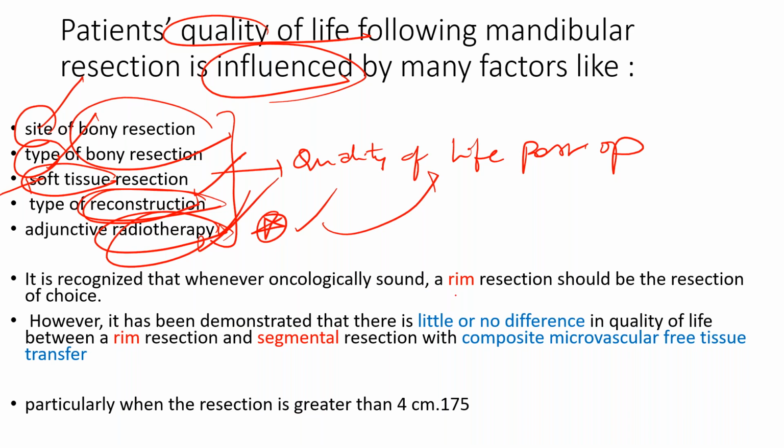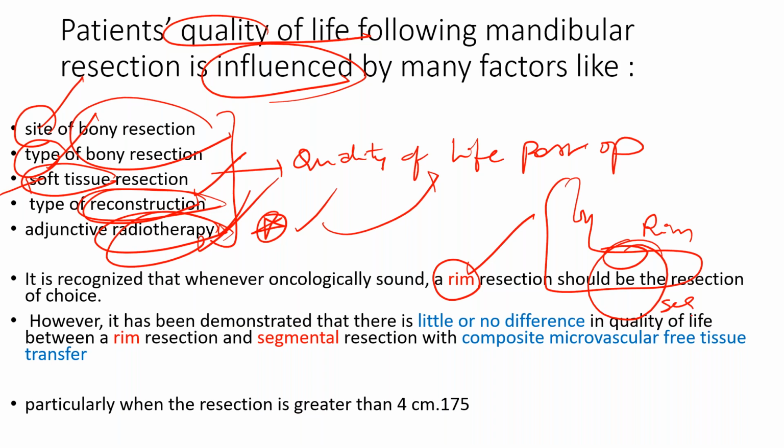Whether oncologically sound or not, a rim resection should be the resection of choice. Rim is always better than segmental. This is called rim resection, and this is called segmental resection, where the complete segment is removed. So rim is always the better one.